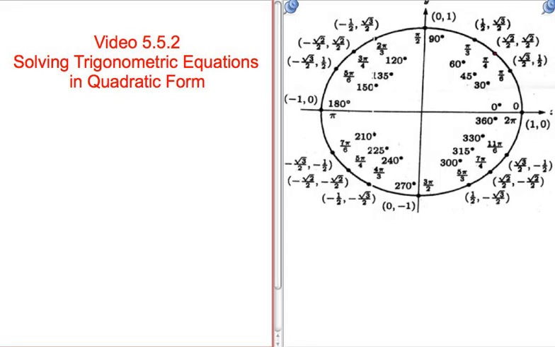This is video 5.5.2, solving trigonometric equations in quadratic form. So we're going to continue solving equations for x, or for the angle measure, but it now has a more complicated form. So this will review your skills with quadratics.